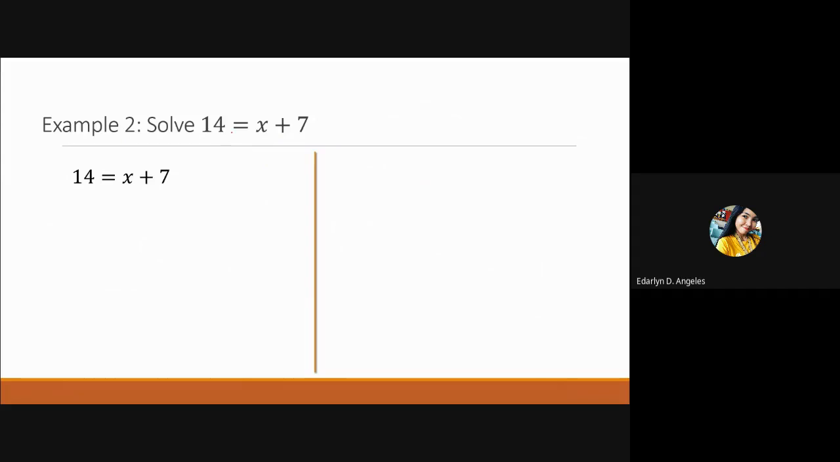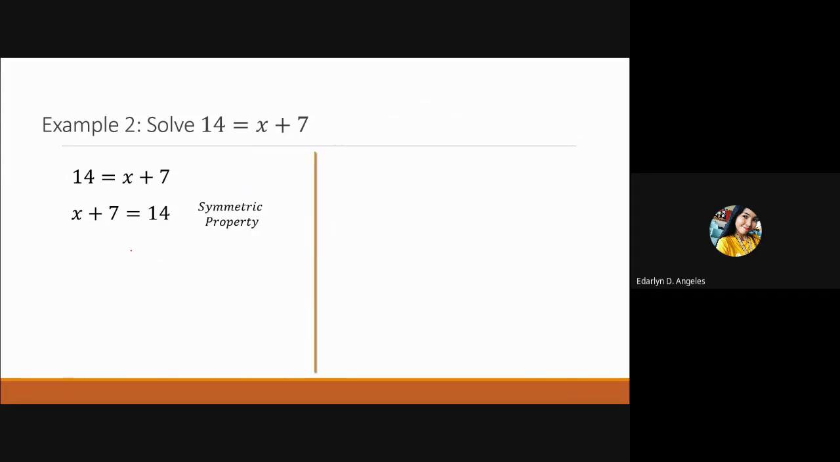I just rewrite here the given 14 equals x plus 7. So using the symmetric property, we can interchange the left and the right side of the equation. Because when we say symmetric property, it states that the first quantity is just equal to the second quantity. Therefore, the second is just equal to the first. And then, let's now apply APE for us to be able to isolate x, just like what we did on the first example. We need to make x alone on this side.